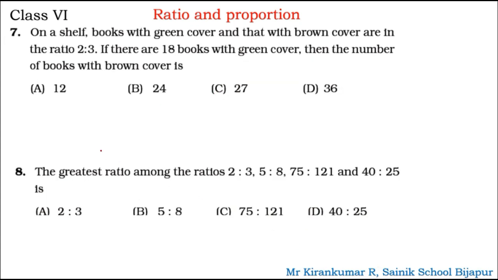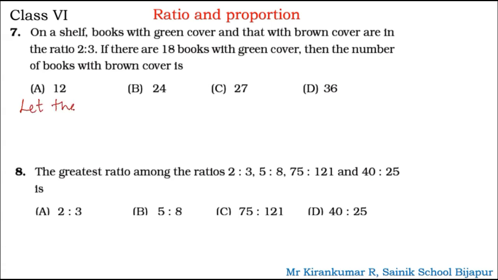Question number 7. On a shelf, books with green cover and those with brown cover are in the ratio 2:3. If there are 18 books with green cover, then the number of books with brown cover is. Here they have given the ratio as 2:3. We can find out by considering the number of green cover and the number of brown cover as 2x and 3x respectively. So let me mention that.